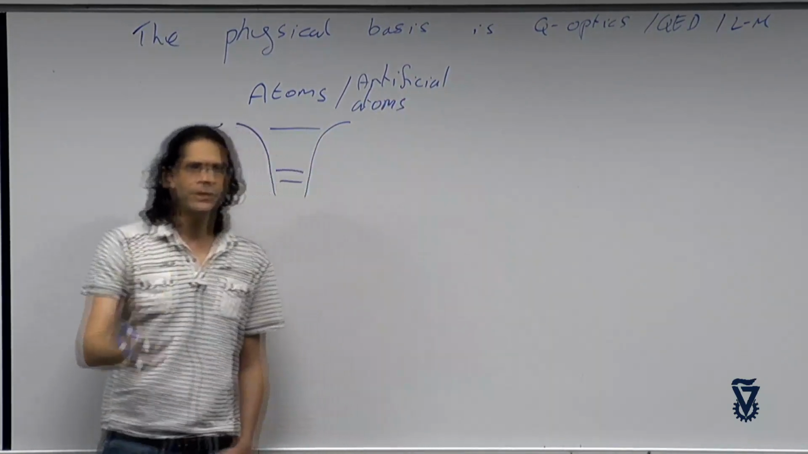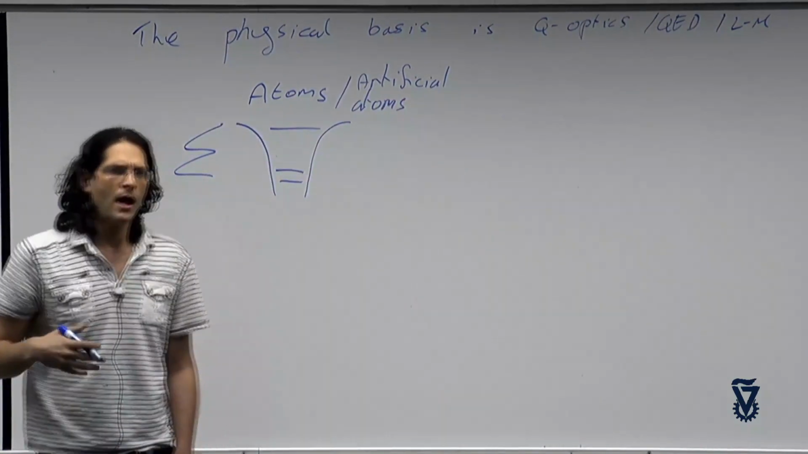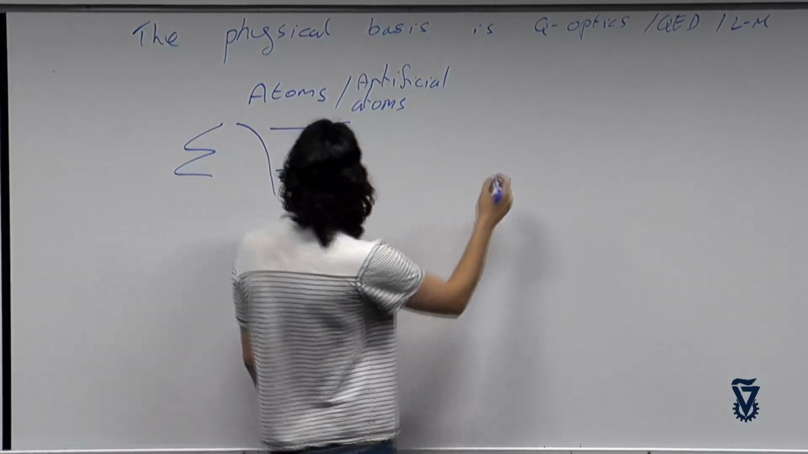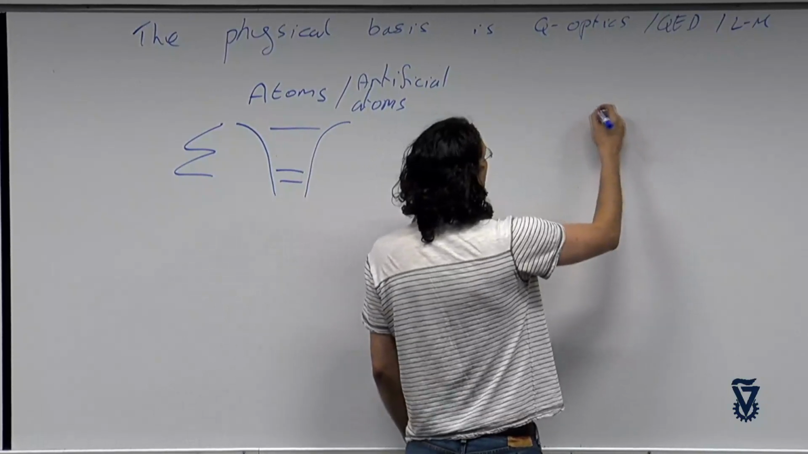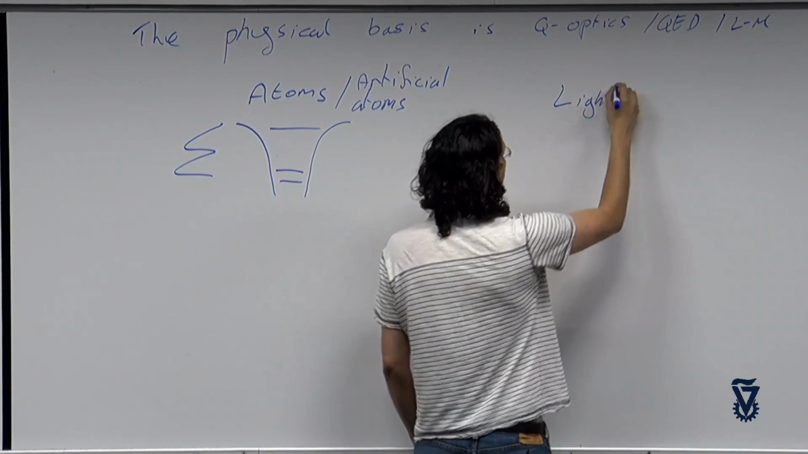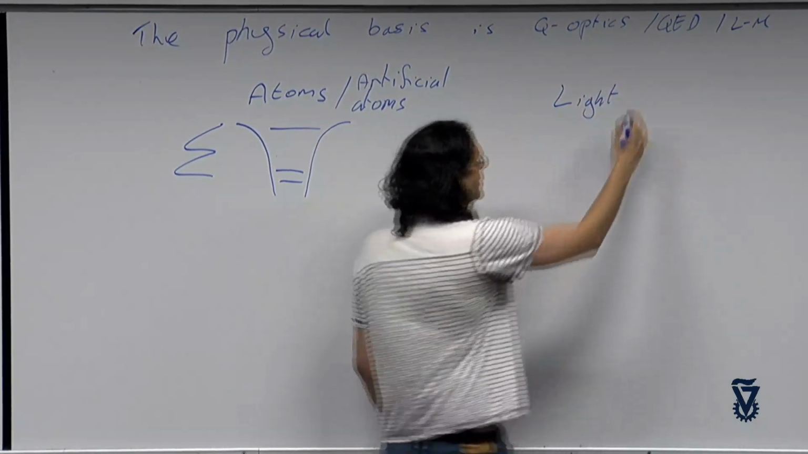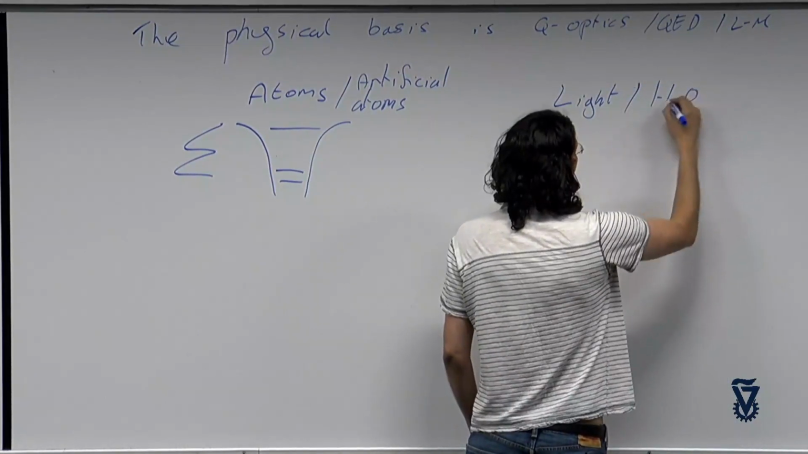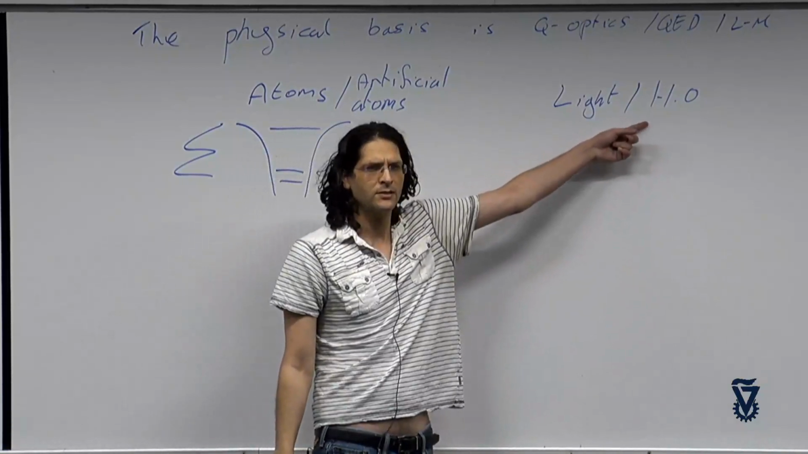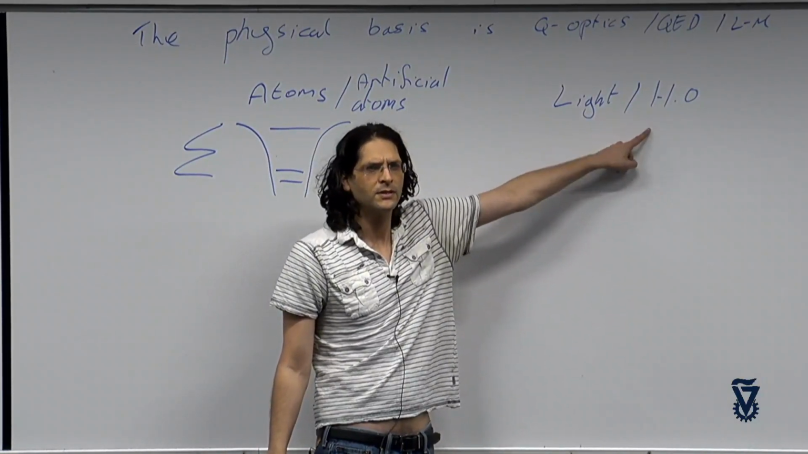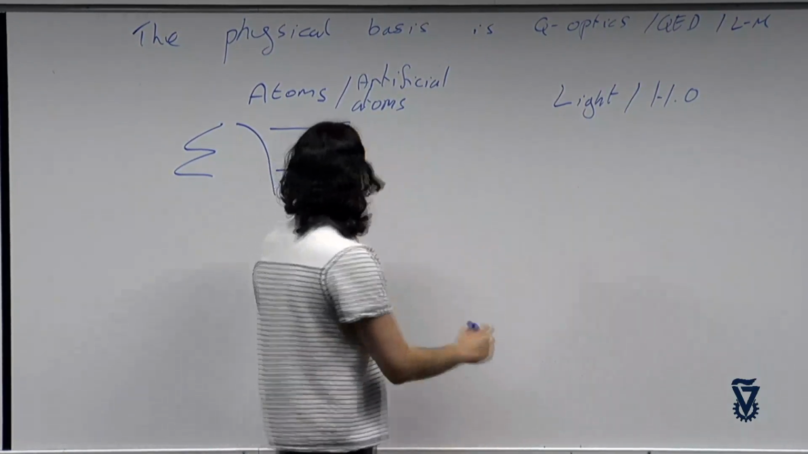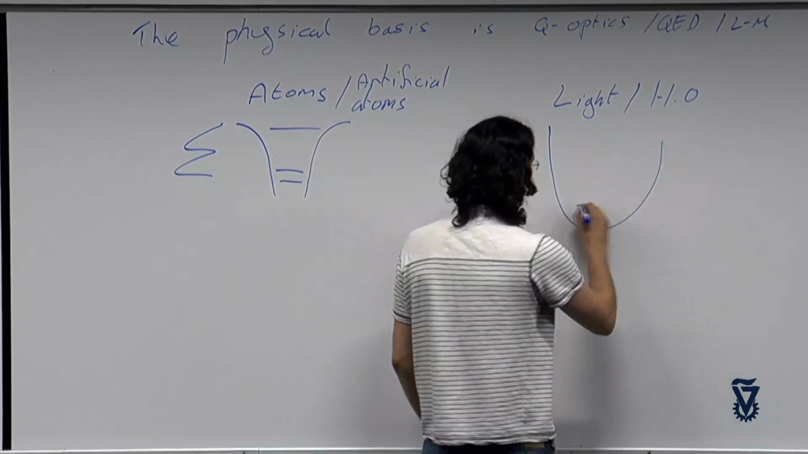So superconducting qubits or quantum dots or even defects can be considered artificial atoms. Okay? And on the other side we have light. Now light is basically, as you know or may not know, anyone knows the answer? Shout it out. What does this stand for? Harmonic oscillator. Harmonic oscillator, that's right. Light is basically a harmonic oscillator. There we go.